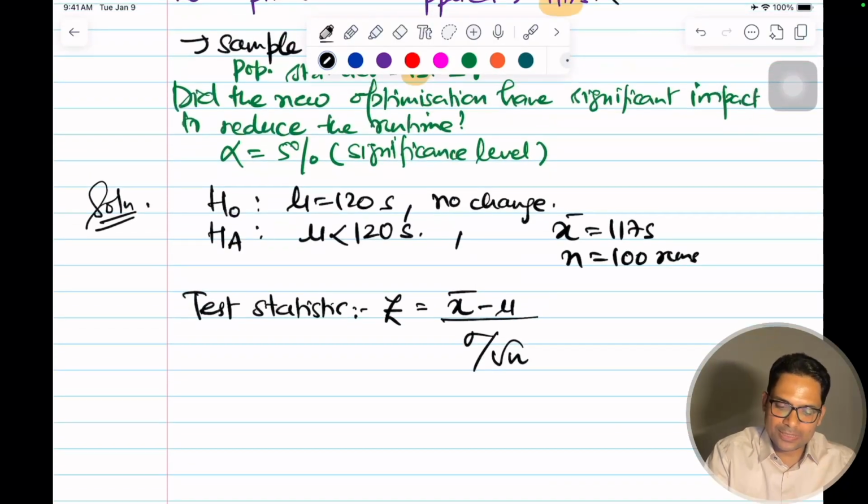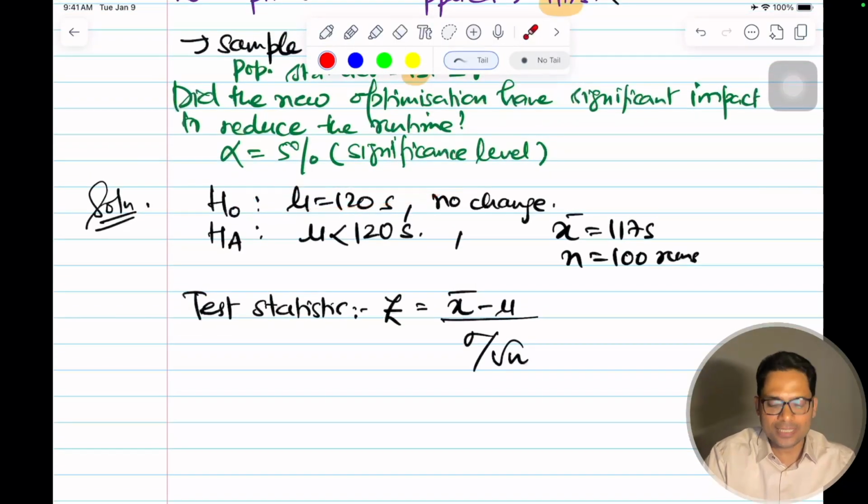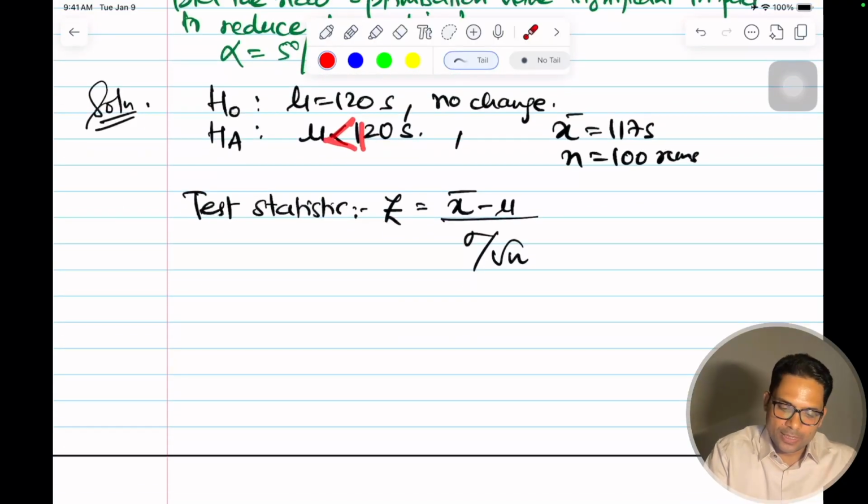So this is a null hypothesis that nothing has changed. The runtime is still 120 seconds. The alternate hypothesis is no. After the new optimization, it had an impact and it reduced the runtime below 120 seconds. Okay, now let's compute it quickly.